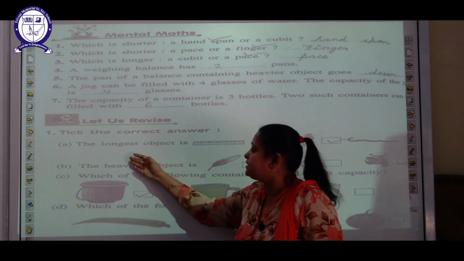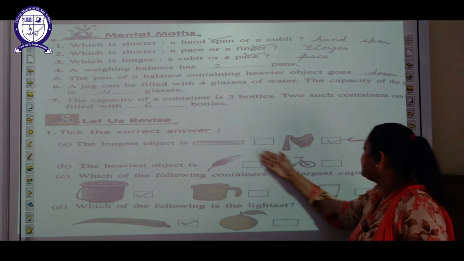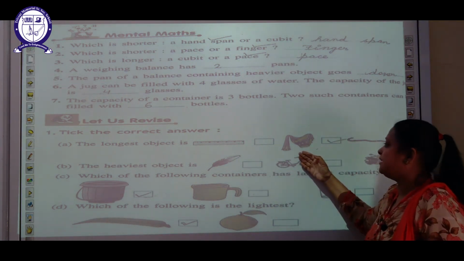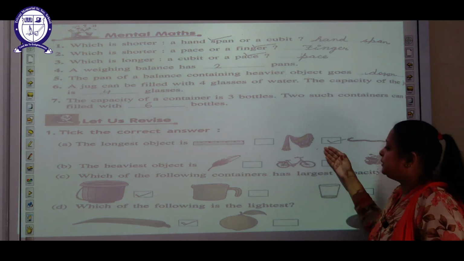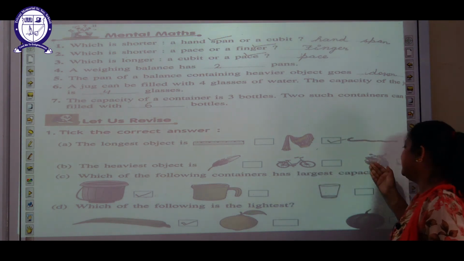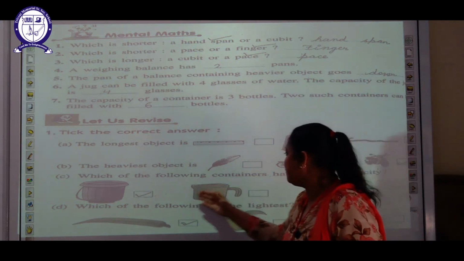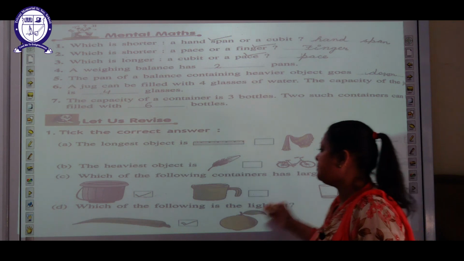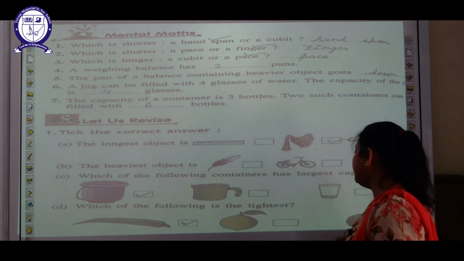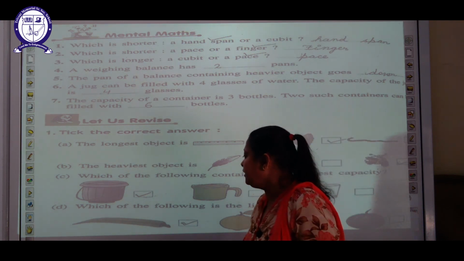Tick the correct answer. Which is the longer object? Student, it shows that it is the longer object. This sari is the longest object. So tick here. And which is the heaviest object? This scooter. And which of the following containers has the largest capacity? This, student. Which of the following is the lightest, student? Lady finger.